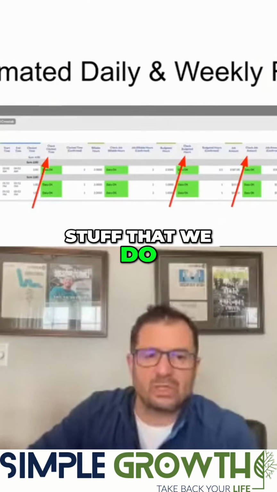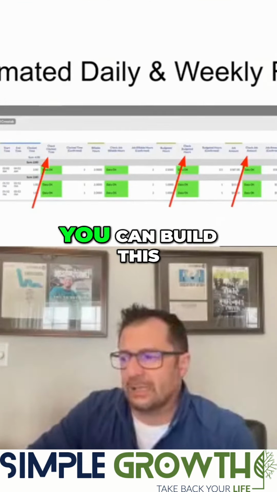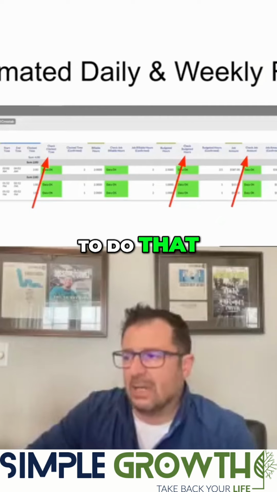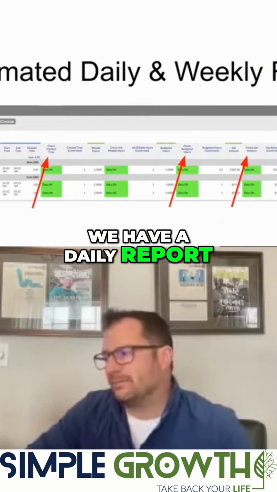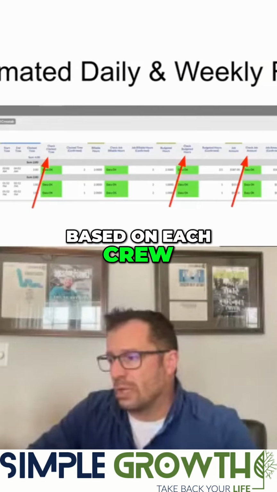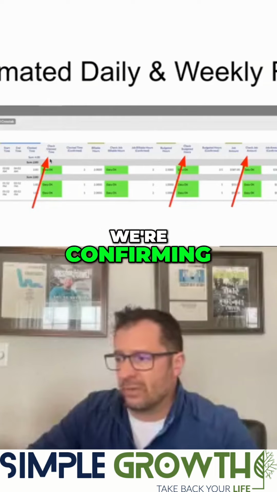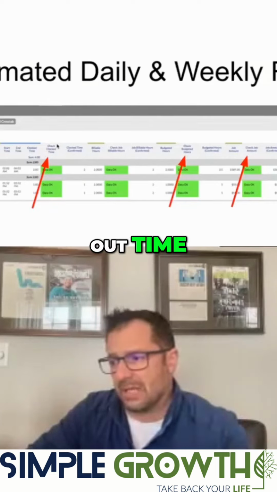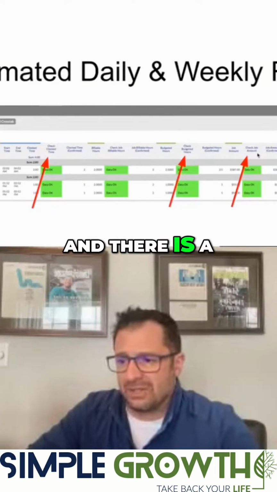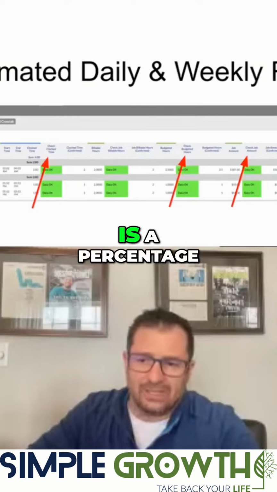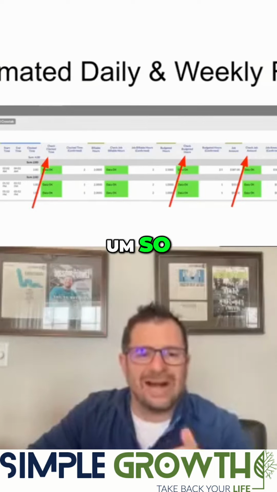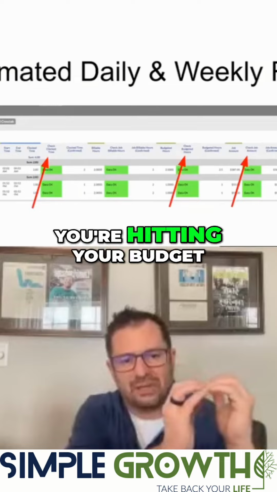Some of the stuff that we do for our clients, and you can build this yourself if you want to do that: we have a daily report based on each crew, listing all the jobs. We're confirming there is a good clock in and clock out time. There is budgeted hours, and there is a dollar amount. What we've got over to the right here is a percentage. So on average, if you're at 100%, you're hitting your budgeted time.